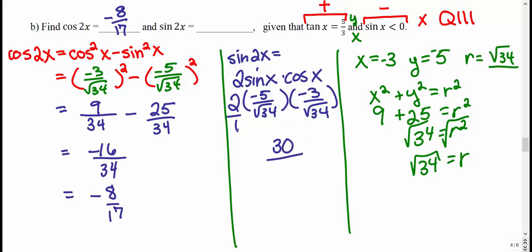Multiplying across the bottom, we have 1 times the square root of 34 times the square root of 34, which is just 34. And then once again, we want to reduce. So we get a positive 15 divided by 17.